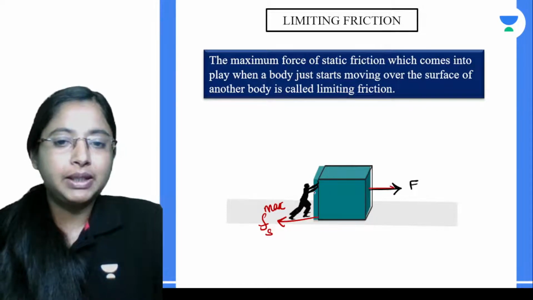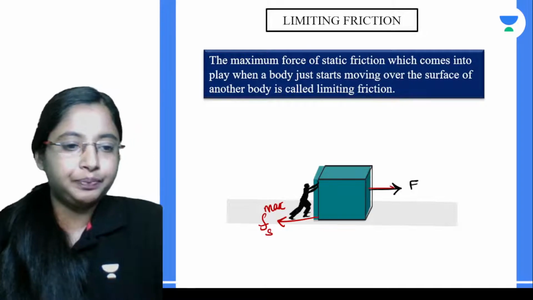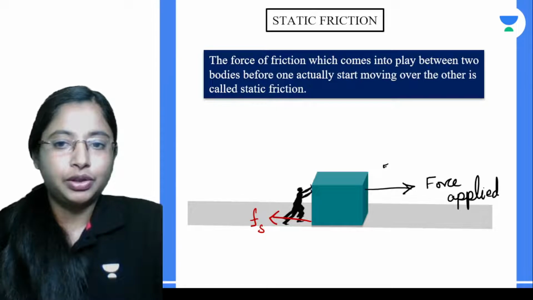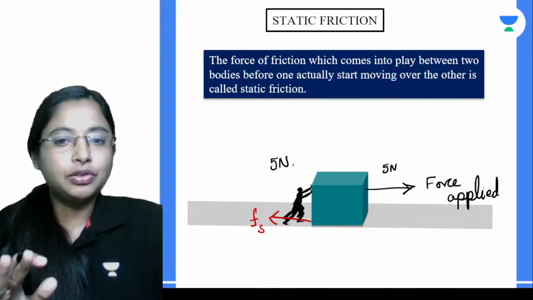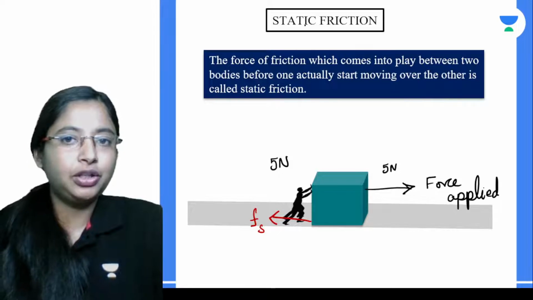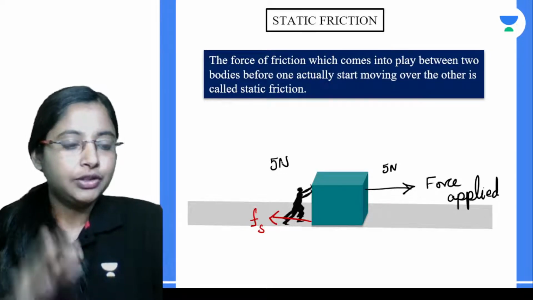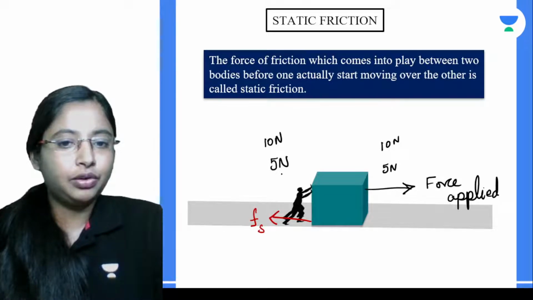For example, let's say initially you're applying about 5 Newton of force. If you apply about 5 Newton of force, there would be a frictional force equivalent to another 5 Newton acting in the opposite direction. Because of this, the object is not actually moving at all. You apply a force and the object is not moving, so it is static friction again. Now let's say you apply 10 Newton of force. Again, there would be 10 Newton of static friction acting in the opposite direction.